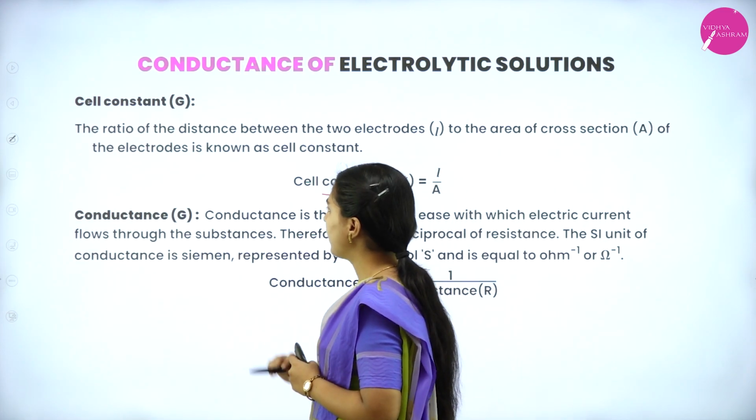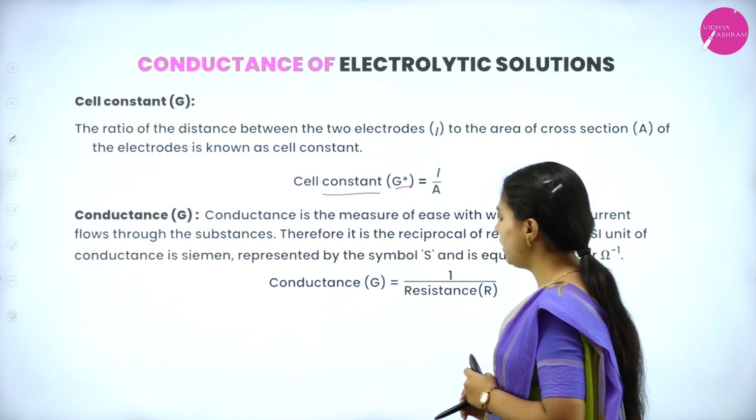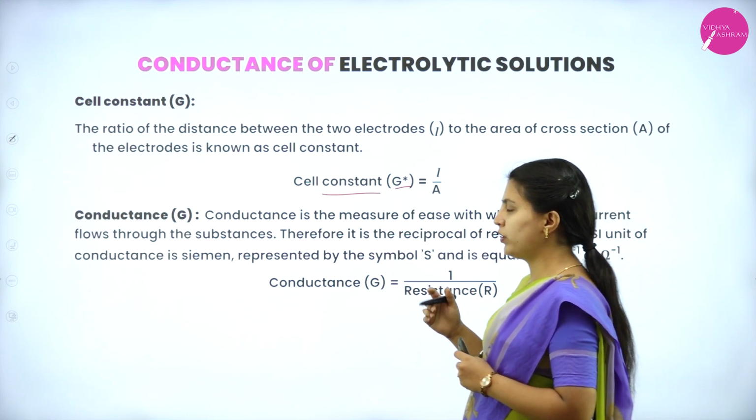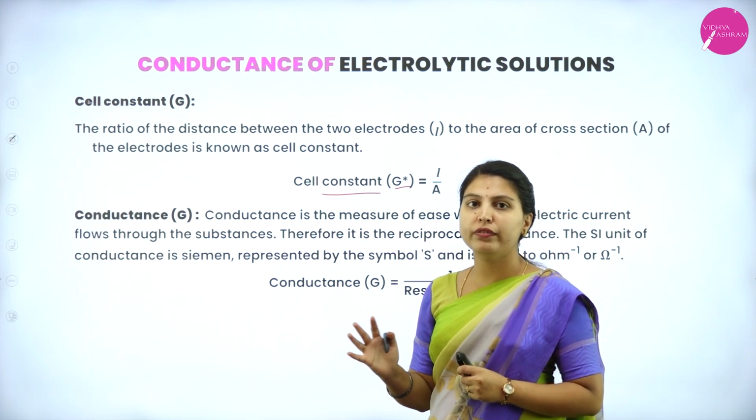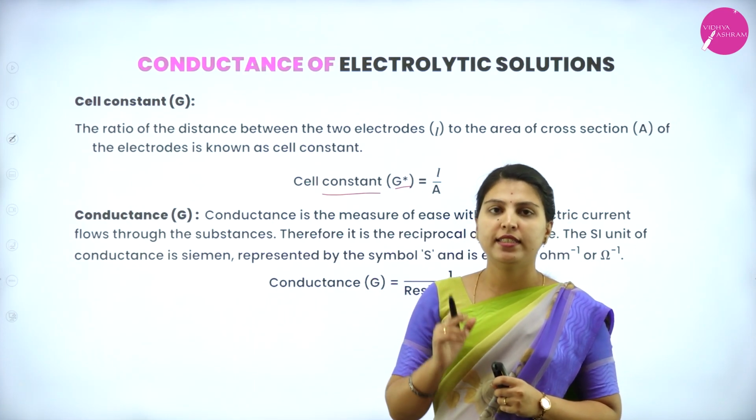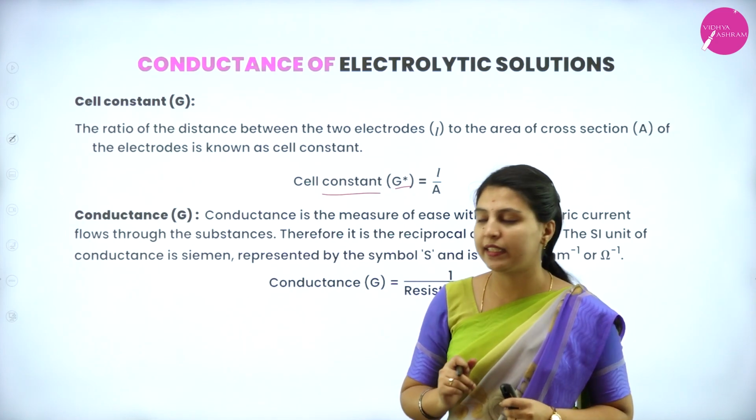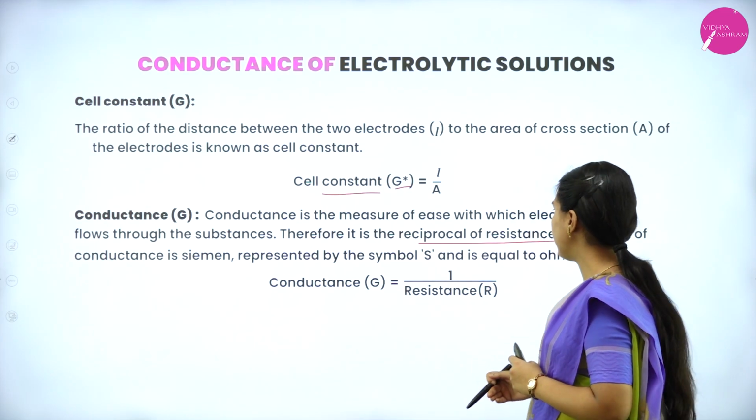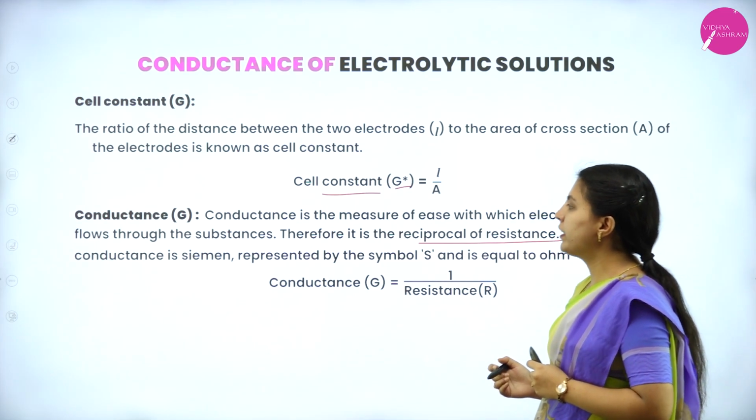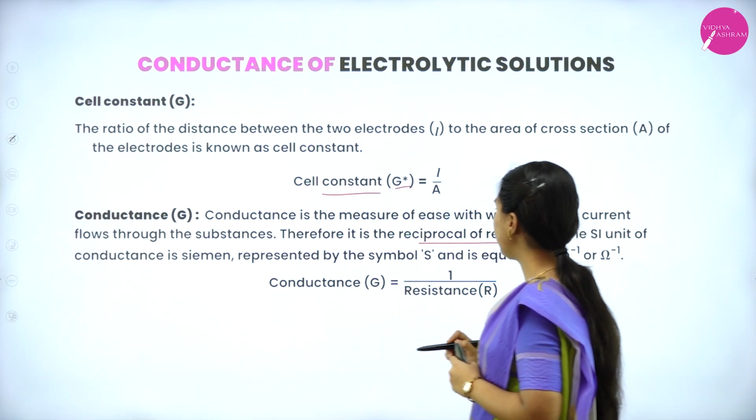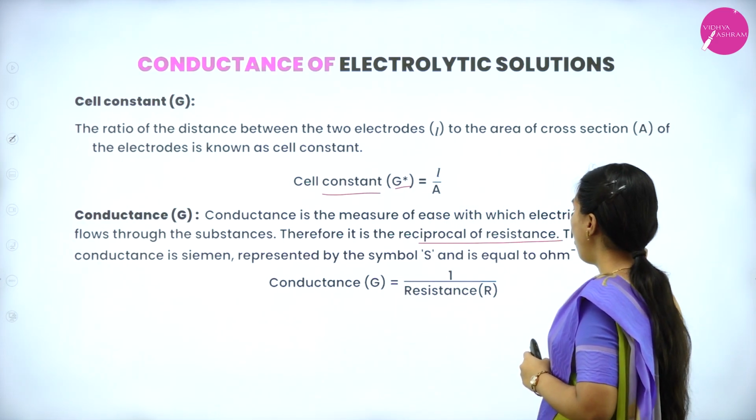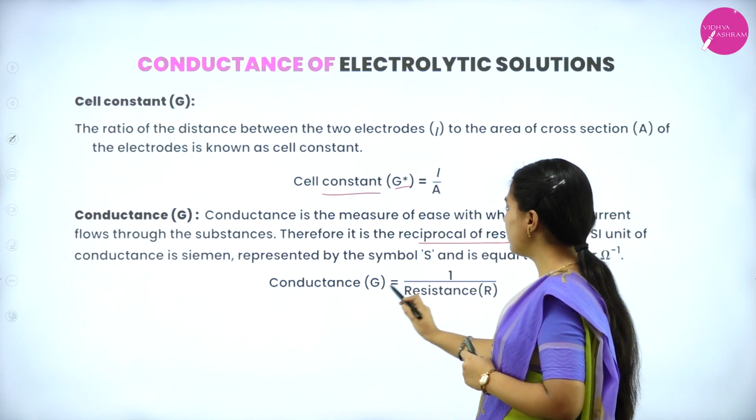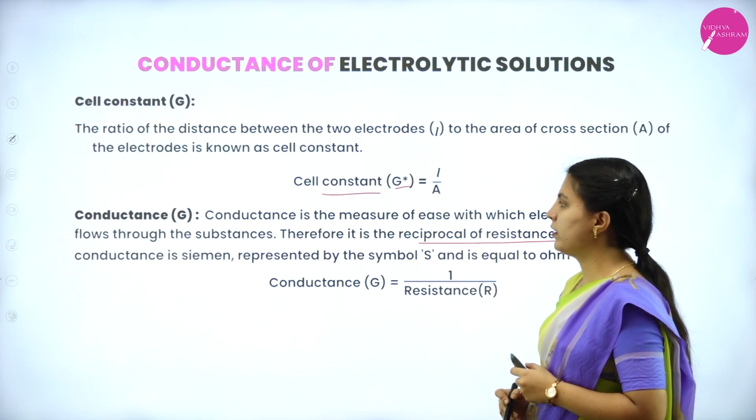Next is conductance, represented by G. Conductance is the measure of ease with which electric current flows through the substance. Here there is no hindrance to electric flow in the conductor. Therefore, it is the reciprocal of resistance; it is the opposite of resistance. The SI unit of conductance is Siemens, represented by the symbol S, and it is equal to per ohm. This is reciprocal, right? So conductance is equivalent to 1 by R, that is resistance.